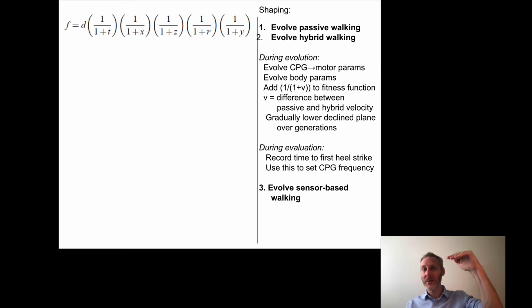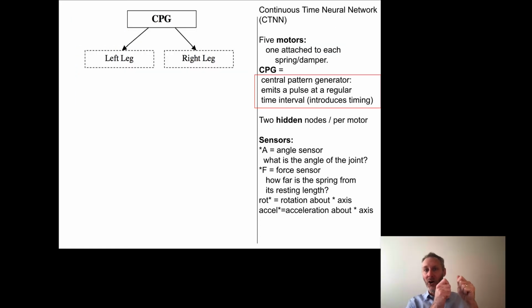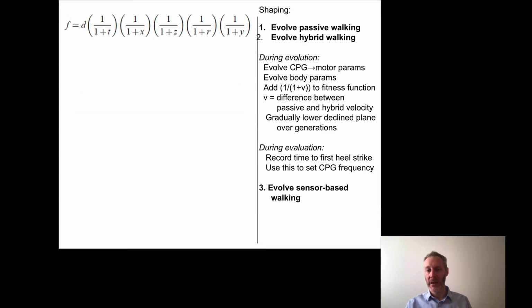We take that same biped, we put it on flat ground. And now the CPG is going to emit values into the 2 neural networks of the biped on flat ground according to the frequency of heel strike. And we're going to measure how far the robot moves on the declined plane.